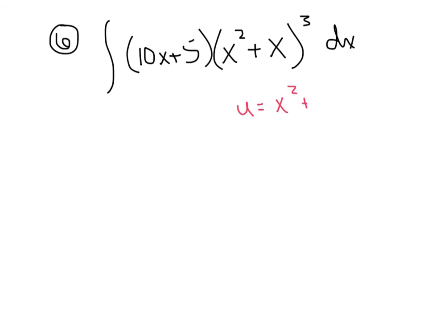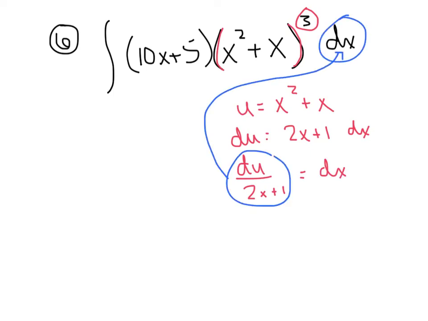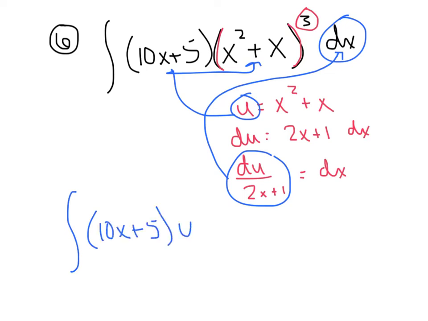Hopefully you felt like x squared plus x was, because that's the quantity that's being raised to a power of 3. So its derivative with respect to x is 2x plus 1, and I'm just going to divide that quantity over 2x plus 1. Alright, here we go. Time to substitute in. So we got du over 2x plus 1 going in for the dx. We've got our u going in for, whoops, my bad, into that quantity right there. So we still have the 10x plus 5. We've got u cubed, and then we've got du over 2x plus 1.